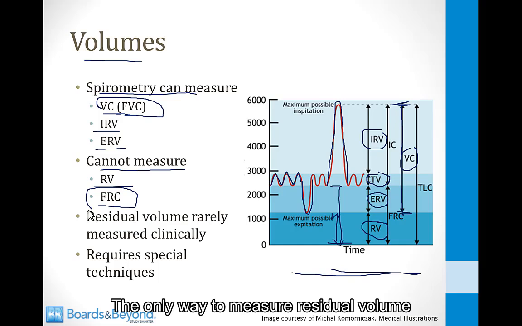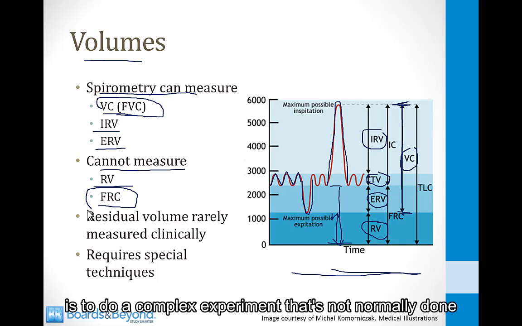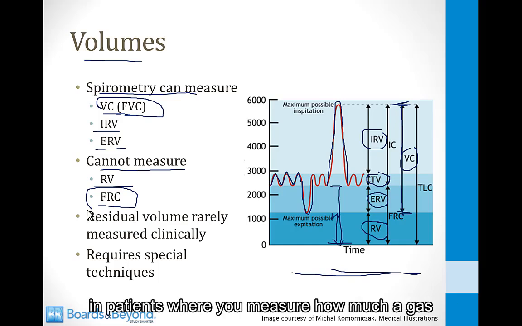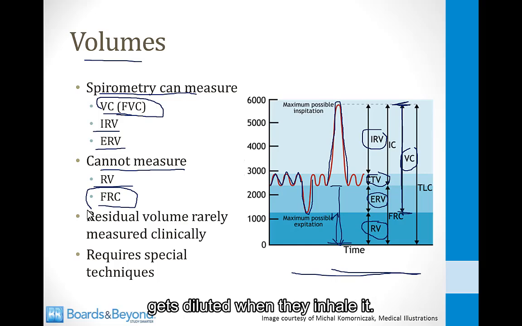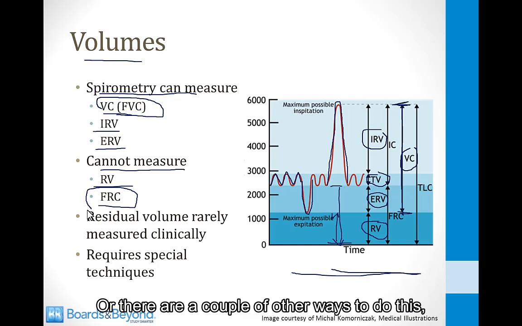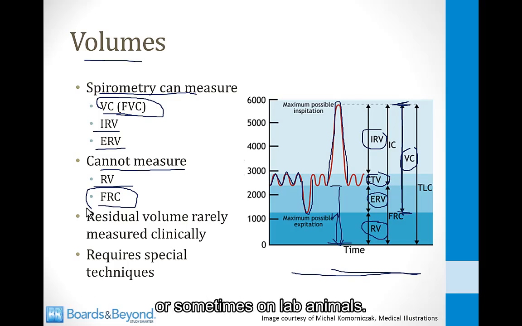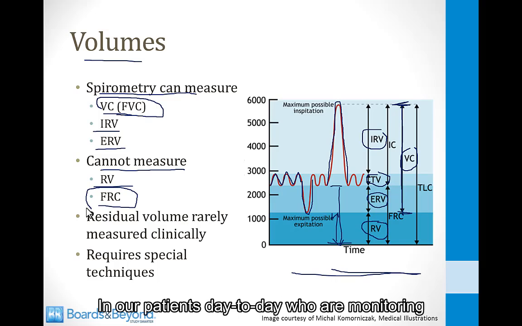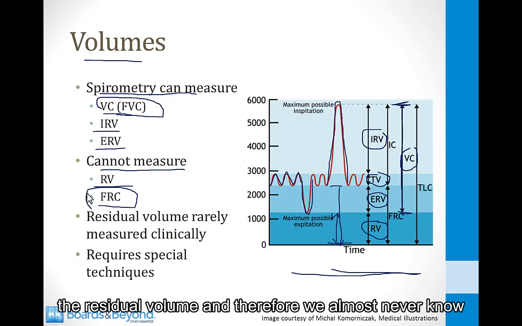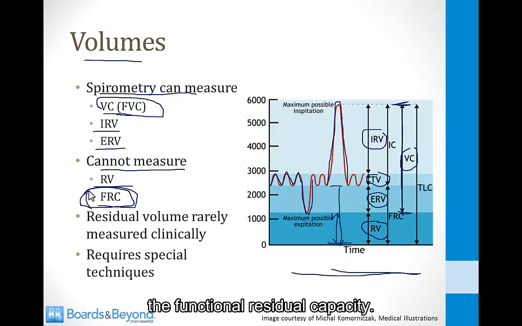The only way to measure residual volume is to do a complex experiment that's not normally done in patients, where you measure how much a gas gets diluted when they inhale it, or there are a couple of other ways to do this. But they're all very complicated, and they're all usually only done in experimental settings or sometimes on lab animals. In our patients day-to-day who we're monitoring for lung disease, we almost never know the residual volume, and therefore we almost never know the functional residual capacity.